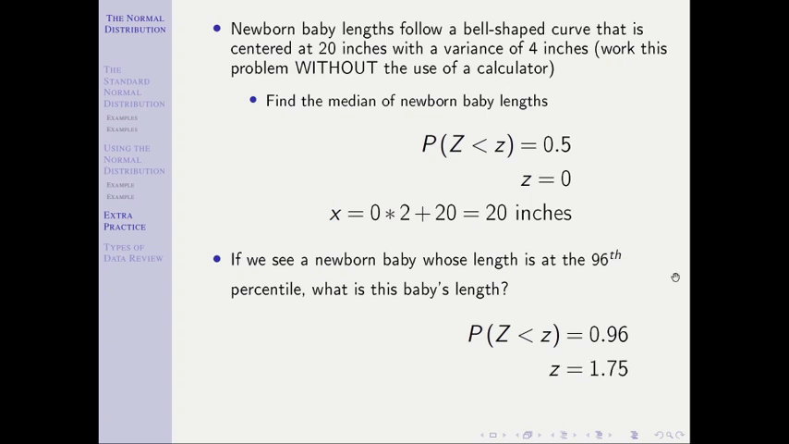The z-score closest to that is 1.75. This is about as tricky as the decimal multiplication can get. 1.75 times 2 is 3.5. Then you should be able to add that to 20 easily to get you to 23.5 inches.